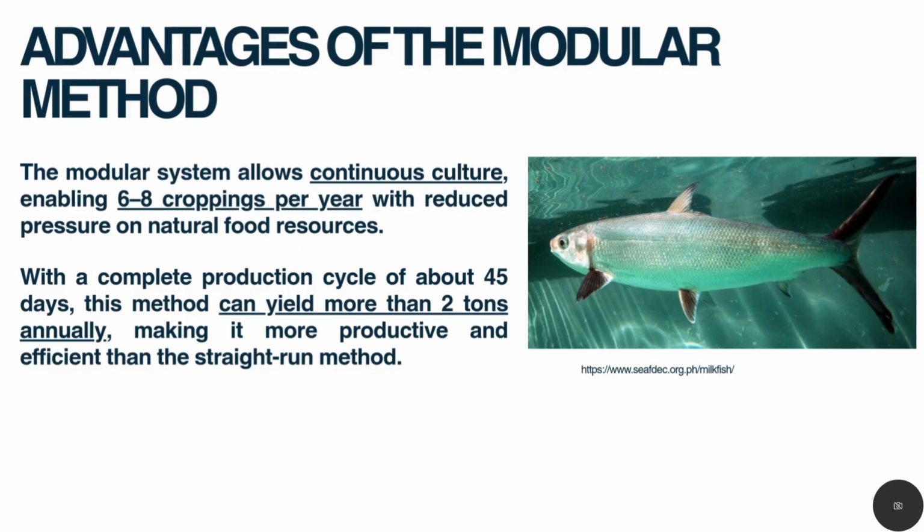Lastly, the modular method offers several advantages over the straight-run system. It allows continuous culture with 6 to 8 croppings per year while reducing pressure on natural food resources. With a complete production cycle of approximately 45 days, this method can yield more than 2 tons annually. Because of its higher productivity and better resource utilization, the modular method is considered more efficient than the traditional straight-run method.